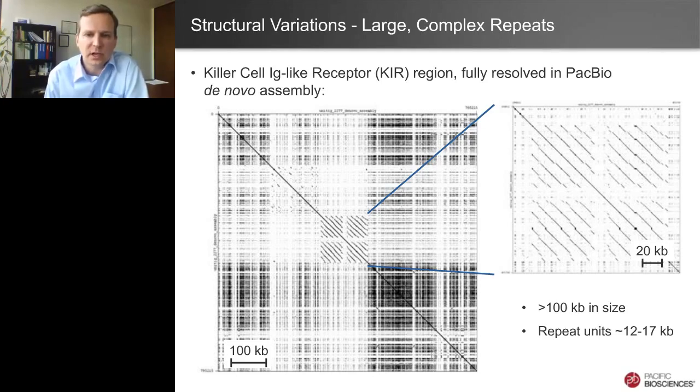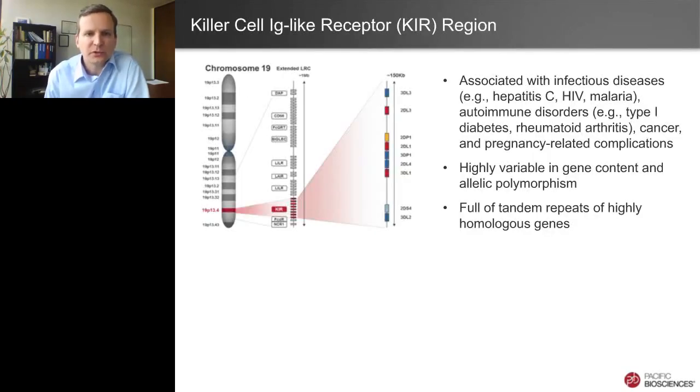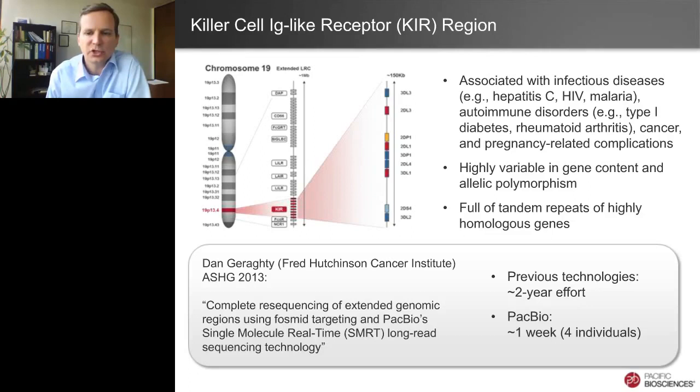So then this is a description of the KIR region on chromosome 19. It's associated with responses to infectious diseases, autoimmune disorders, cancer, pregnancy-related complications. It's highly variable in gene content and allelic polymorphism, and it's full of tandem repeats of these highly homologous genes.